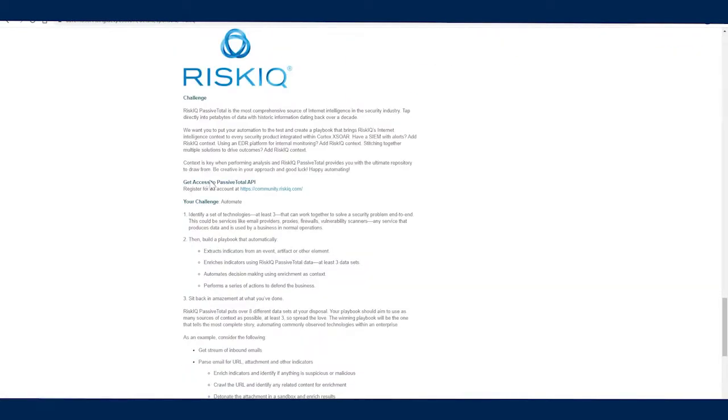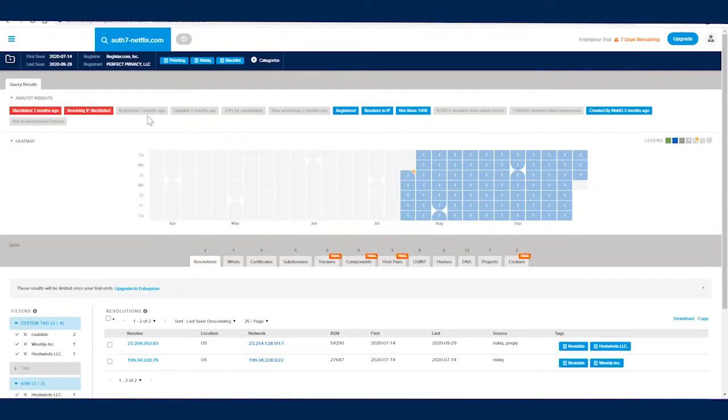RiskIQ is one of the threat intelligence providers which provides a lot of textual information which can be useful to identify more information about the alert. Let's see one example on their portal.